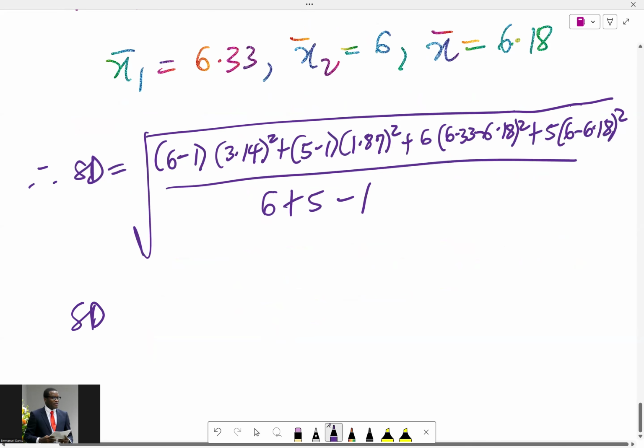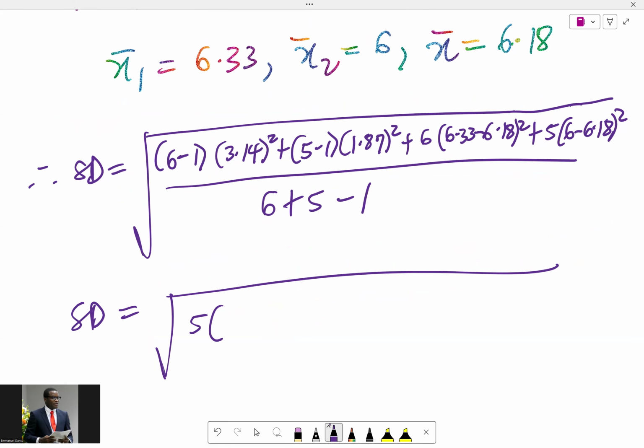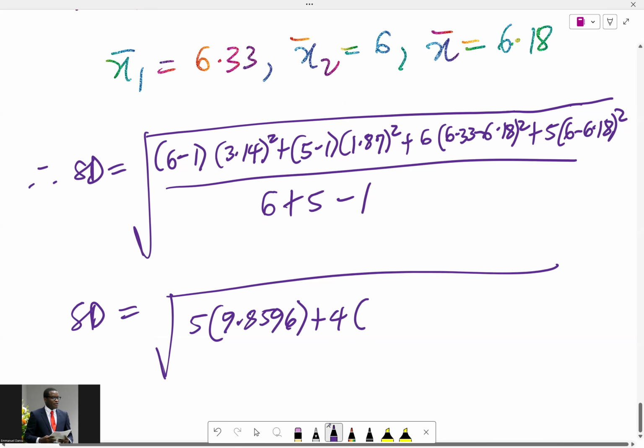So the overall standard deviation is now the square root of 5 times 3.14 all squared. 3.14 raised to power 2 is equal to 9.8596. We have that, then 4 into 1.87 raised to power 2.